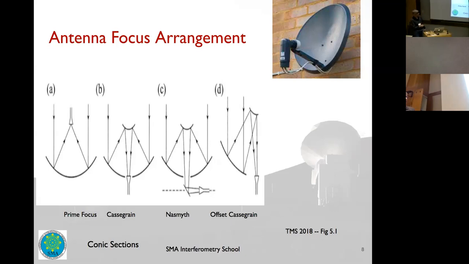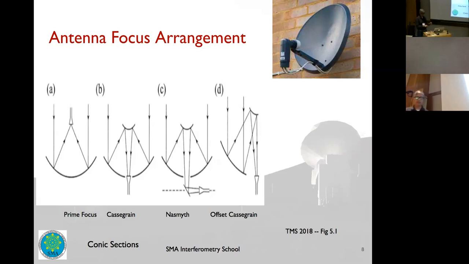And so what you do is you build what's called an offset Cassegrain. Instead of using the whole parabola, you use a part of the parabola, and then you have your secondary off to one side. So there's no blocking in this case, and you have a little bit more efficiency. But this design has some issues as well.